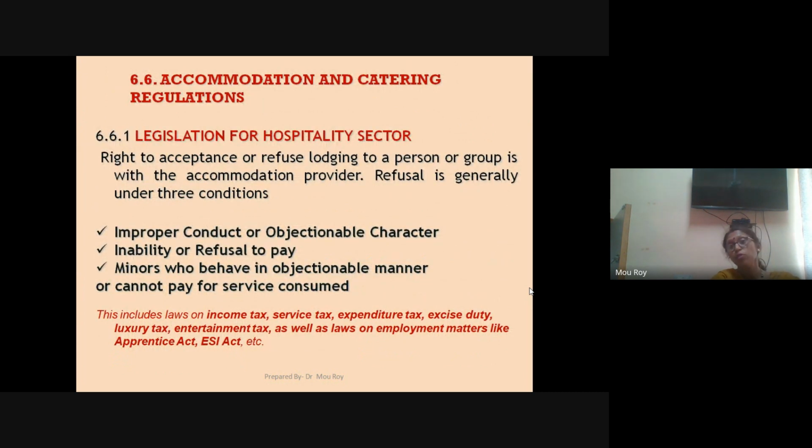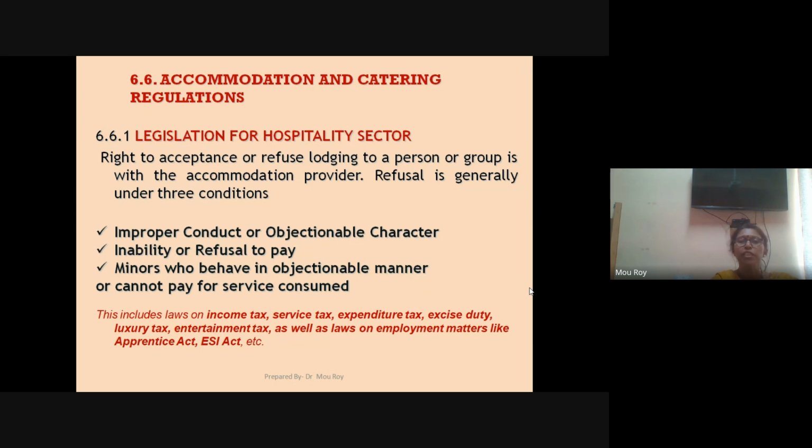Then, of course, the accommodation and catering regulations. As I told you, hotels have taxes and all. If you are a foreigner, the first thing is they ask for your passport details. These passport details are sent to the FRRO office, the Foreigners Regional Registration Office. They are able to keep track of how many foreign visitors are arriving at their place.